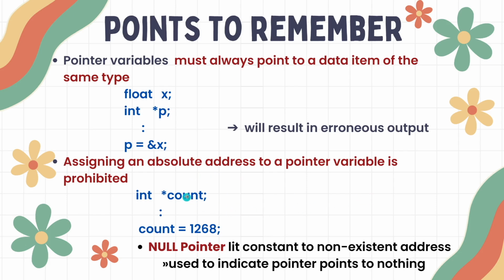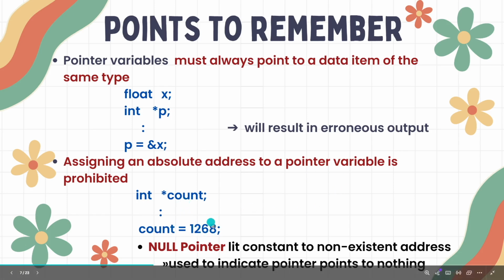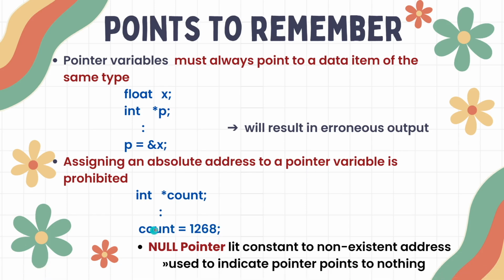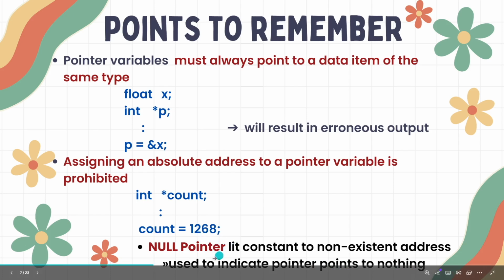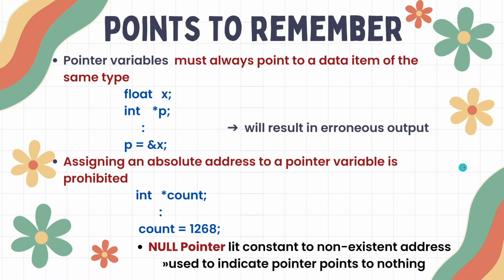The second thing you should remember is that assigning an absolute address to a pointer is prohibited. Here we have an integer pointer named count, and I cannot assign some value straightforwardly to that integer pointer. I can assign only the address of some other integer variable to this pointer count with the help of the referencing operator, ampersand, and not like this. Apart from that, you need to know about the null pointer, which means it points to nothing. We will be using that in linked lists also, so I wanted you to be aware of it.